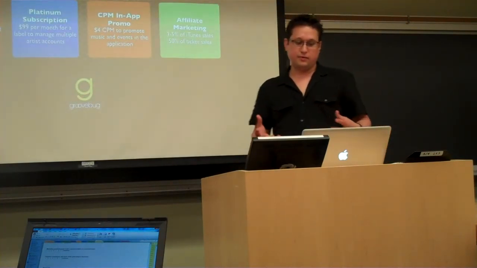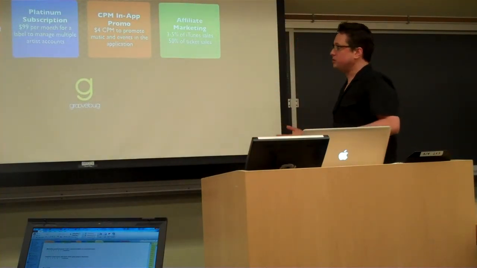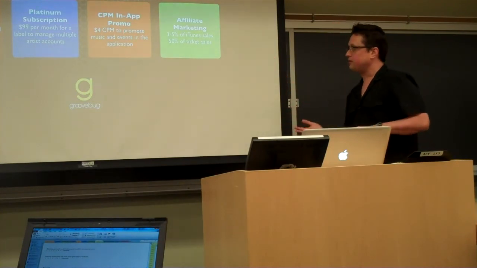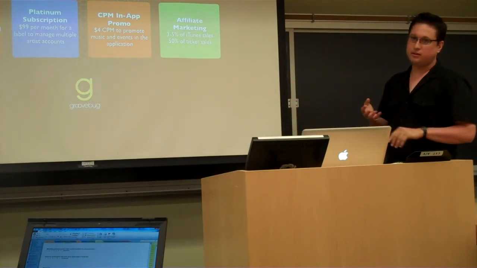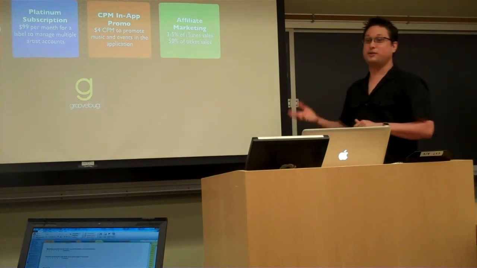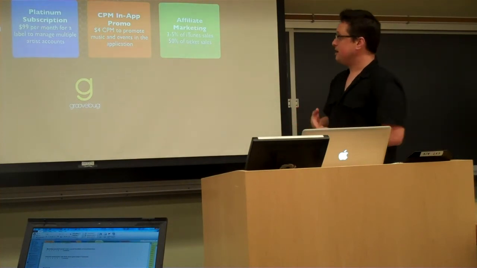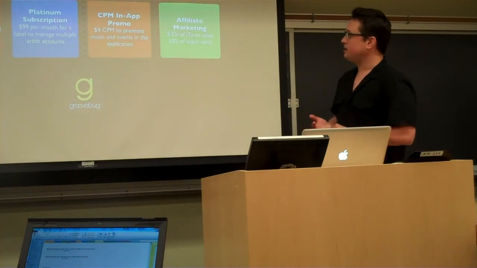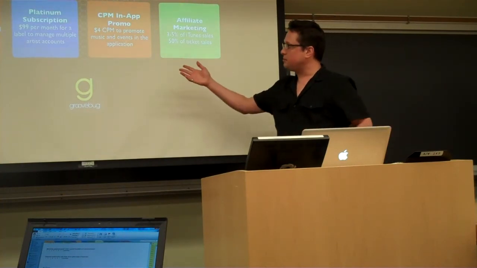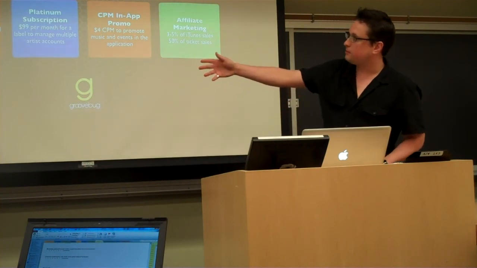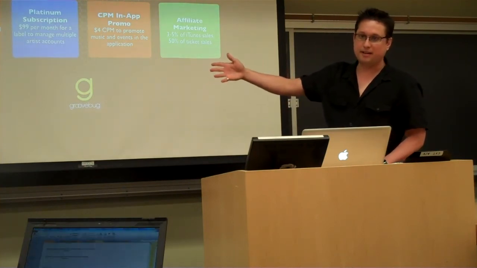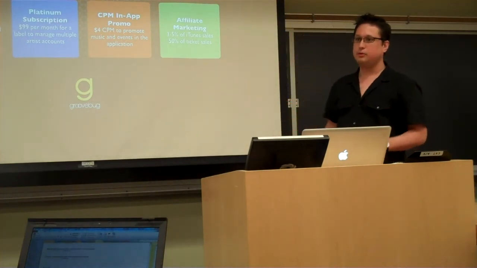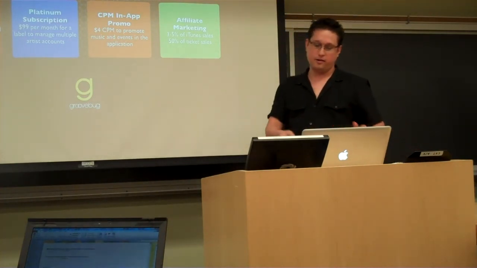So we have several different revenue streams. A couple I already mentioned. We're also looking at affiliate marketing, where we would get 3 to 5% of any sales through iTunes, and 50% of any ticket sales through the Bands in Town API. The CPM model I mentioned, the premium subscription that Rita would possibly opt in for, or a platinum subscription for $99 a month for labels who are trying to manage a whole bunch of different artists.